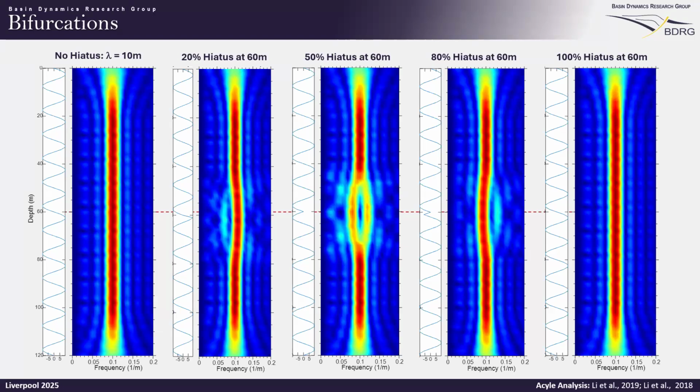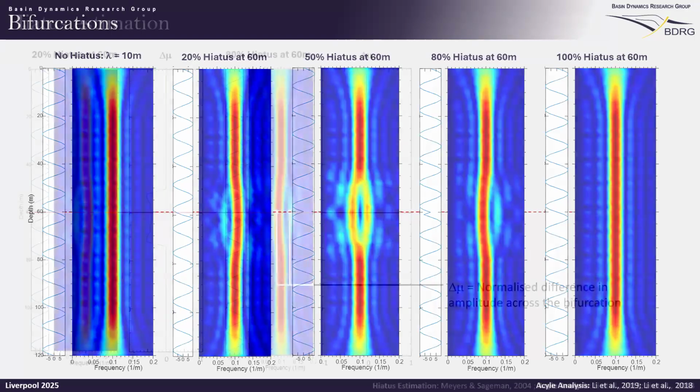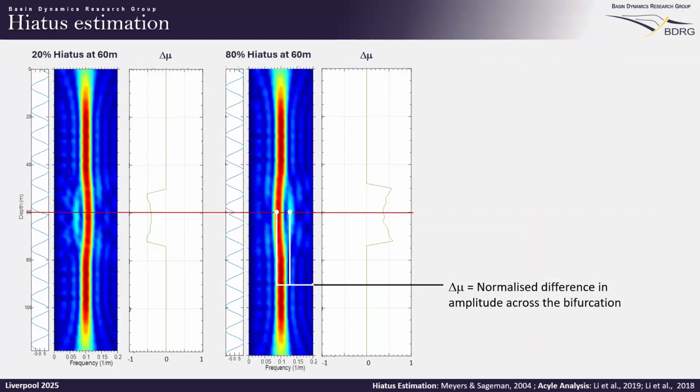So the idea is that these breaks and these circles can in some way represent potential unconformities. And various authors have noted ways in which we could actually measure the amplitude or power values across these breaks. So measure the red there and the sort of blue there. Work out the normalized difference in amplitude. And if you plot that, you end up with this green line graph here.